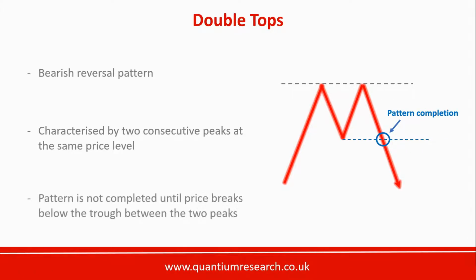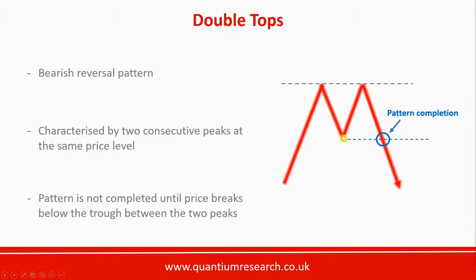And it's really important to know where the pattern is completed. For a double top, the pattern is completed when price falls below the trough between two peaks. And we'll see this is the trough between two peaks. Once the price falls below that trough, you can see you have a completion of the double top pattern. So that means that even if the two peaks form next to each other, if price doesn't fall below that completion level, there is no double top pattern.